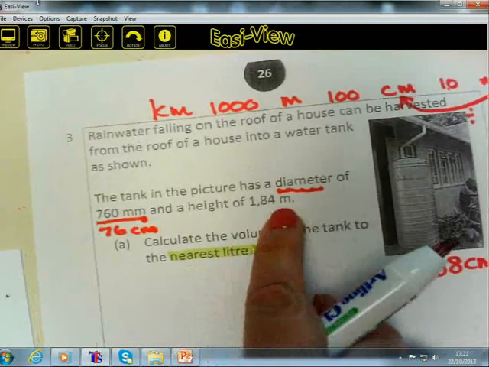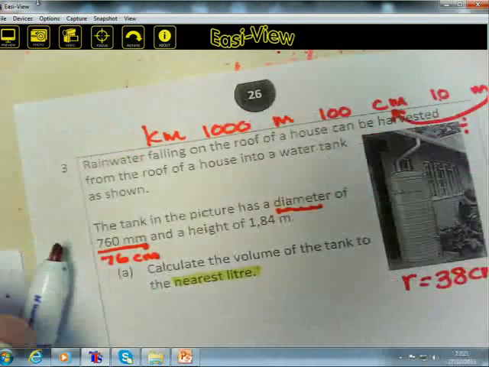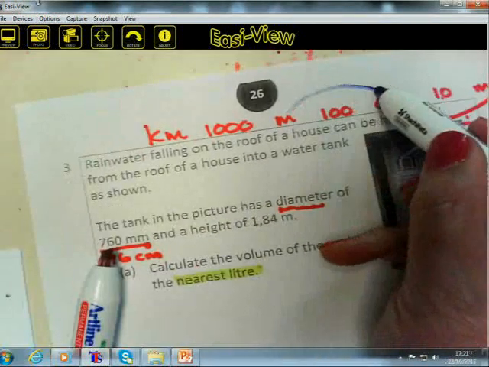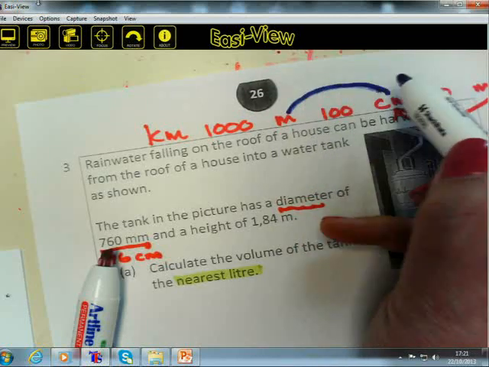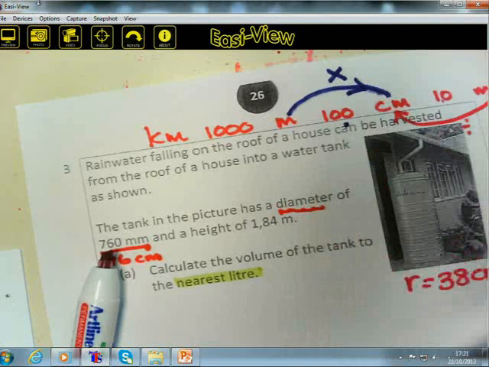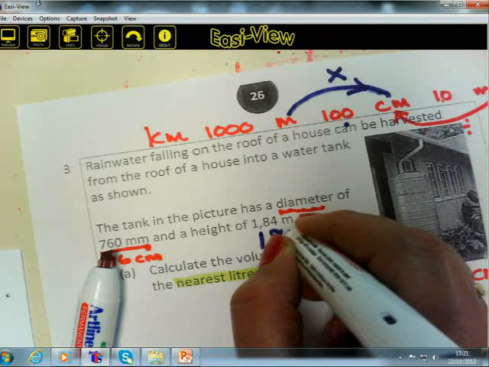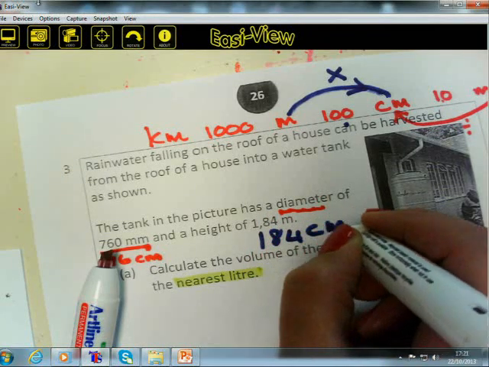Now the height is in meters. I want it in centimeters. How do I go from meters to centimeters? Can you see? I'm going to go in that direction. I multiply with 100. So 1,84 times 100 is 184 centimeters.